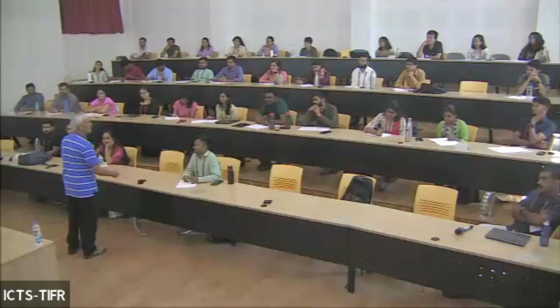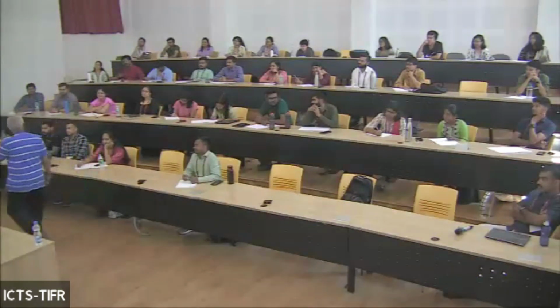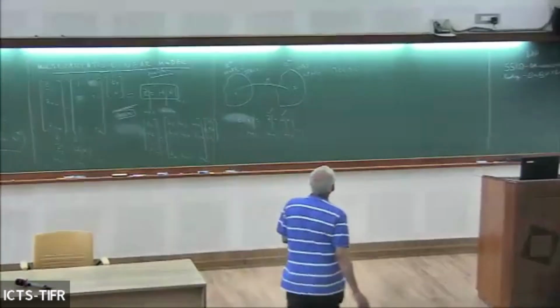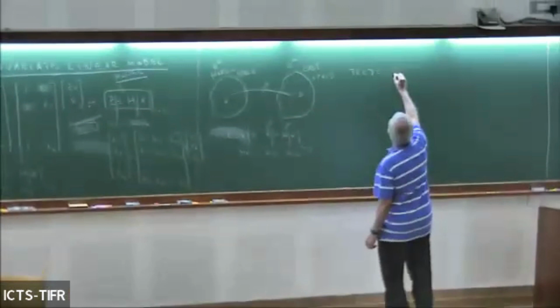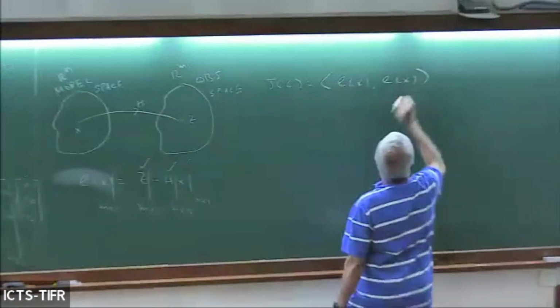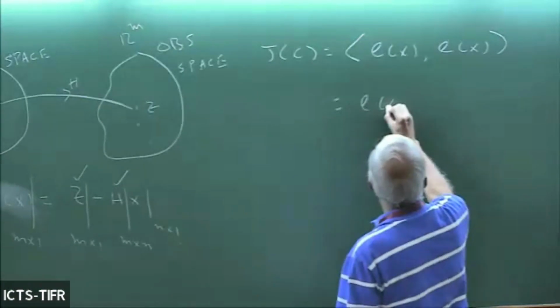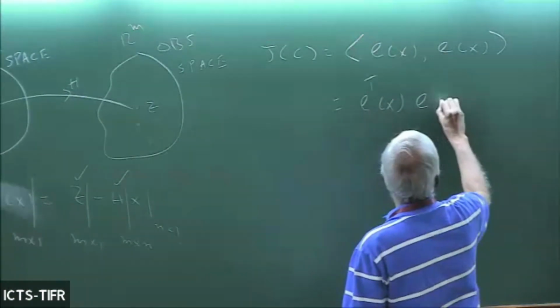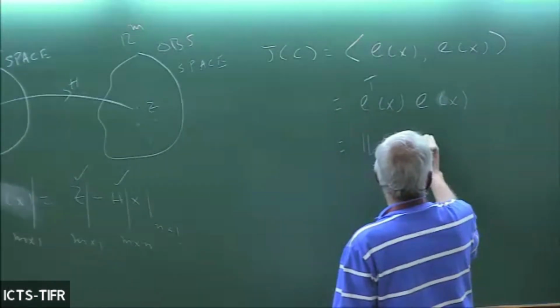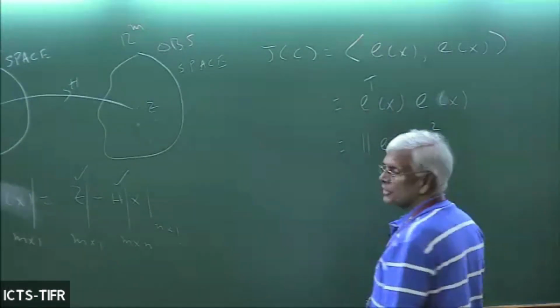Aha. So I convert a vector into a scalar using inner product. So what is that inner product? That's equal to E of x times E of x. And that is equal to E of x transpose E of x. And that is equal to E of x square of the norm with respect to 2.